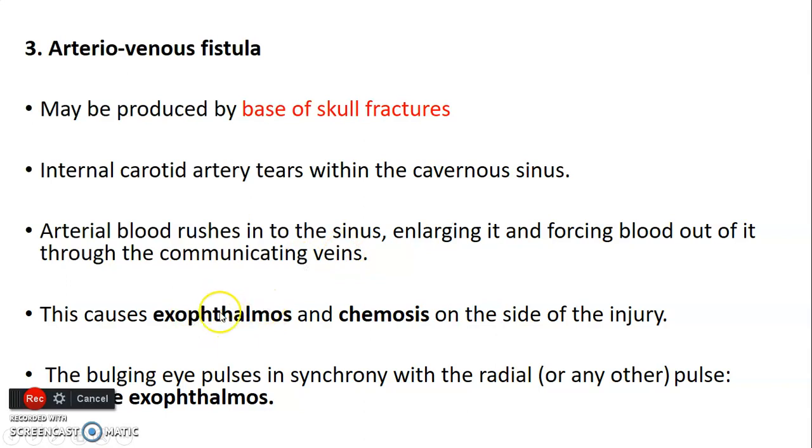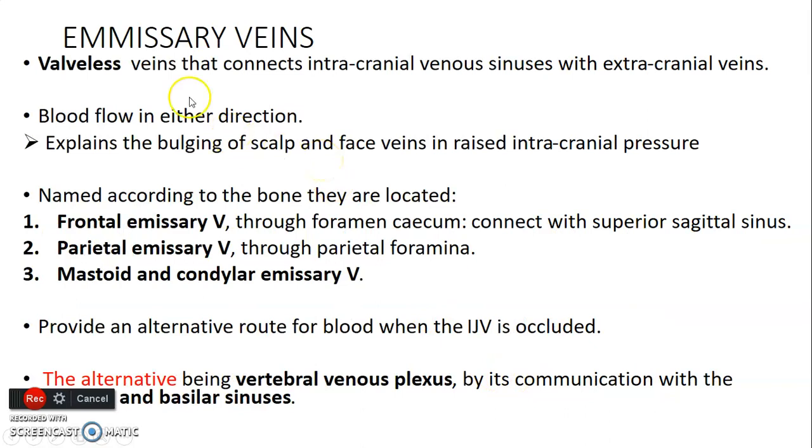So you'll still get exophthalmos and chemosis after skull base fracture because a fistula is a communication between the two, an arteriovenous fistula. The internal carotid artery has torn, so there's a communication between arterial blood and venous blood. So you get exophthalmos, bulging out of the eyeball, and chemosis, the redness of the conjunctiva. And then because the arterial blood is from the heart, it has pulses, you get what you call pulsatile exophthalmos. The eyeball is bulging and you can see it pulsating, and this pulse is in synchrony with the pulse of the radial artery.